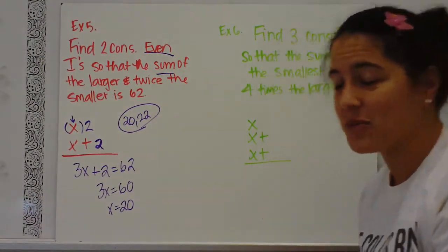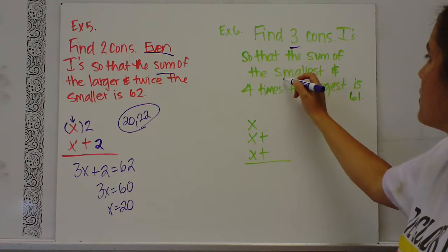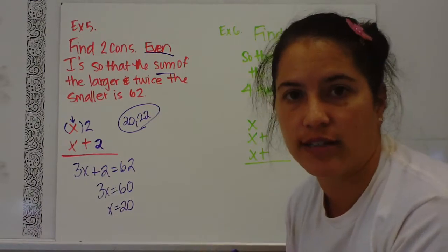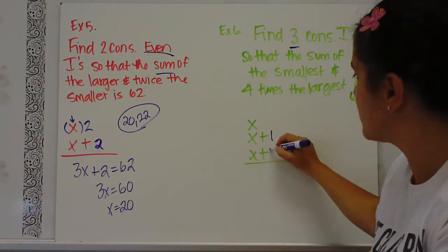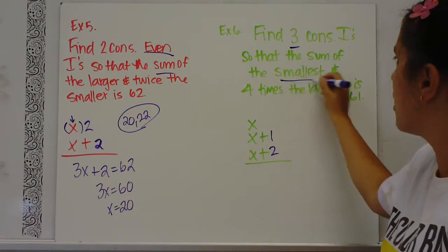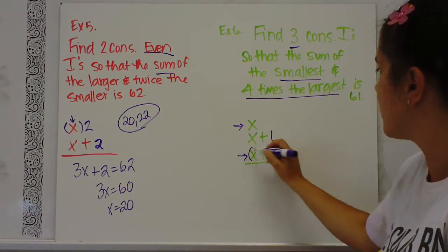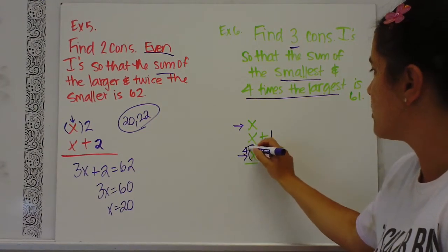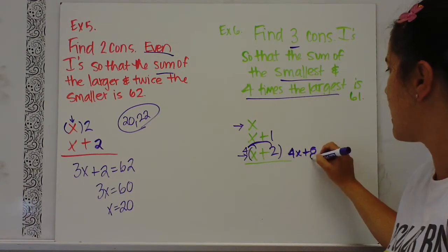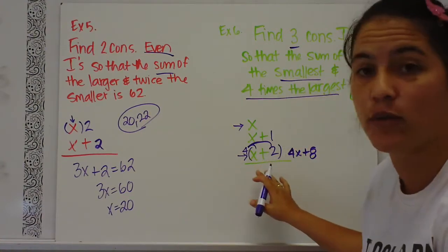All right, so let's go over this one. Find 3 consecutive integers so that the sum of the smallest and 4 times the largest is 61. 3 consecutive integers. This one just does 3 consecutive integers, not even and not odd. So X, X plus 1, X plus 2. We're going to take the smallest and 4 times the largest. So we need to multiply this by 4. So then you'd have to distribute, and you would get 4X plus 8. All right, so if you didn't get that, 4 times the larger means 4 times this, so you would distribute.